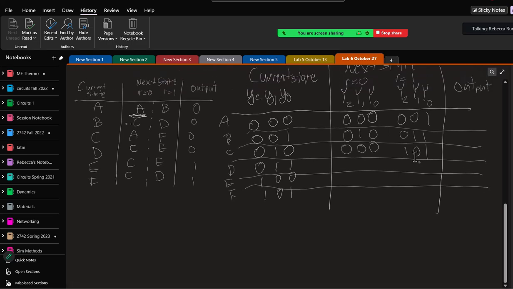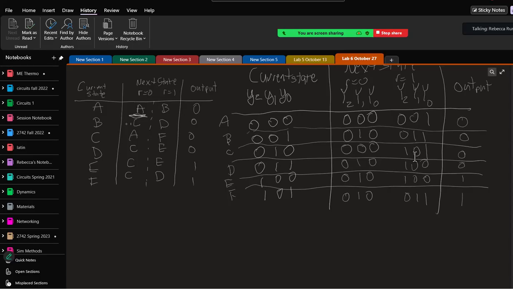D went to C, which was 0, 1, 0. And D goes to E, which is 1, 0, 0. E goes to C, which is 0, 1, 0. And E goes to E, which is 1, 0, 0. And F goes to C, which is 0, 1, 0. And F goes to D, which is 0, 1, 1. And our output remains the same.